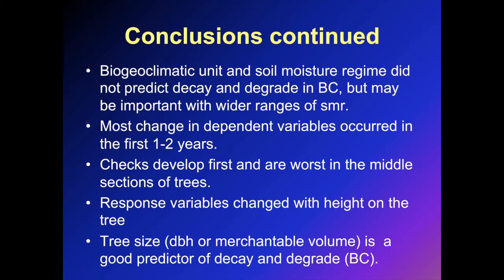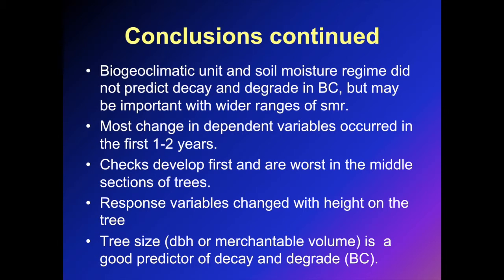Most change in the dependent variables, so the development of checks, the sap rot, and those kinds of things, happen within the first 2 years. So there's a dramatic change as that sapwood moisture content changes dramatically, and then things tend to stabilize a little bit after that, but the number of checks and the depth of checks do continue to increase with time. Checks develop first and are worse in the middle parts of the tree, so that's pretty much from a little bit above DBH to about 2/3 of the height of the tree.